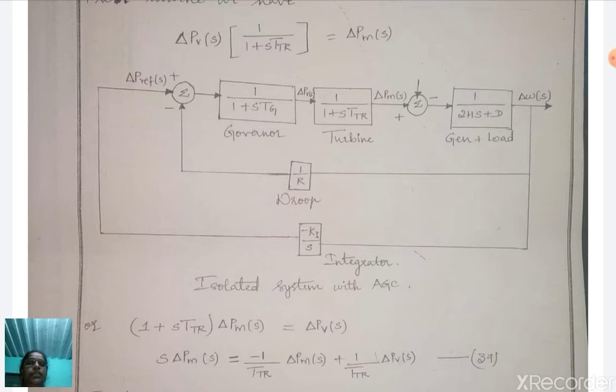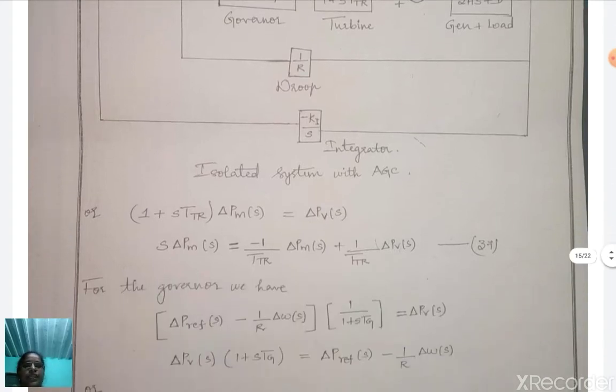Then the PD will come, that is the change in load PD. Then you go to the generation plus load model, 1 divided by 2Hs plus D. The output is del omega of S. The del omega of S again comes to the proportional integral controller, minus Ki by S, and that goes to del P reference of S. This is the closed loop only. So this figure represents the state space model of an isolated power system.